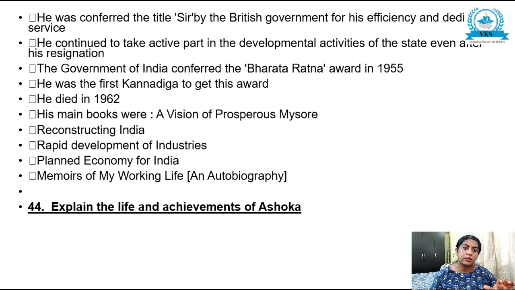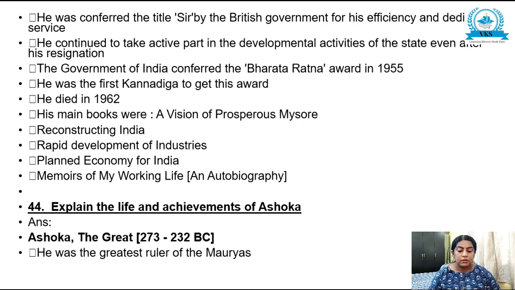So these are the points you can write about Sir M Visweswariah. First you start with an introduction, that is his birth, his early life, parents' names, education, all those can be included in the introduction. Then his reforms, administrative, educational, industrial reforms, other achievements, relief works, all you can write. Then finally the conclusion, what all titles he was given, what were his books, when did he pass away. All those things you can write as a conclusion. So the next essay, explain the life and achievements of Ashoka.